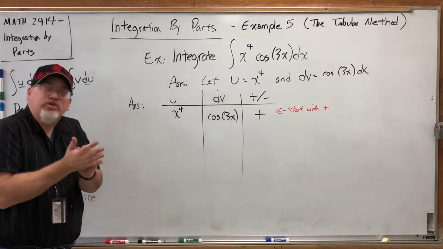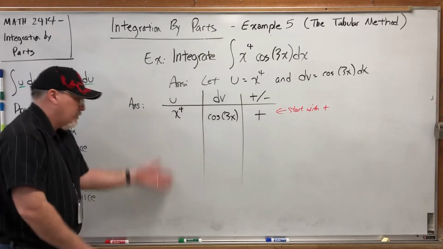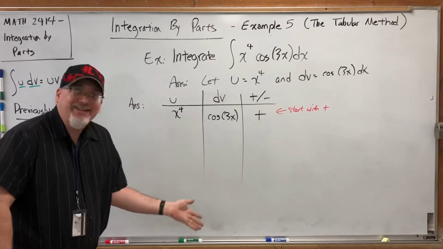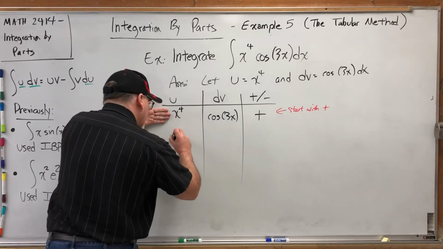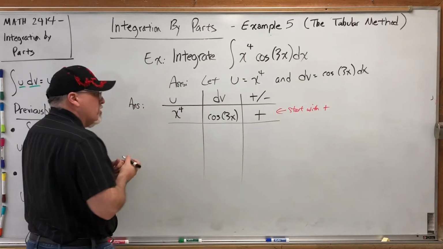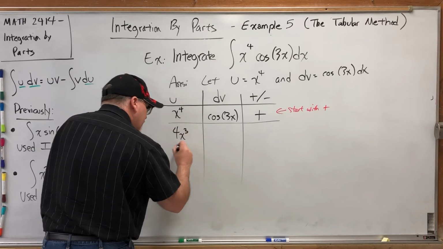And then here's what you do. In the first column, you differentiate until it hits 0. Being a polynomial, it's destined to happen. The derivative of x to the 4th is, and let me draw some partition lines here to separate each row. The derivative of x to the 4th is 4x to the 3rd.